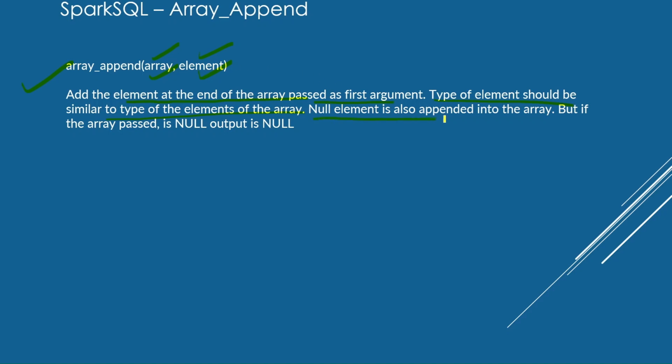A null element is appended into the array. If you want to append null, it will also append it. But if the array passed is null, the output will be null. So there are two things. If the element is null, it will be appended at the end of the array with the value null. But if the array to which we are going to append the element is null, then the output will be null only.